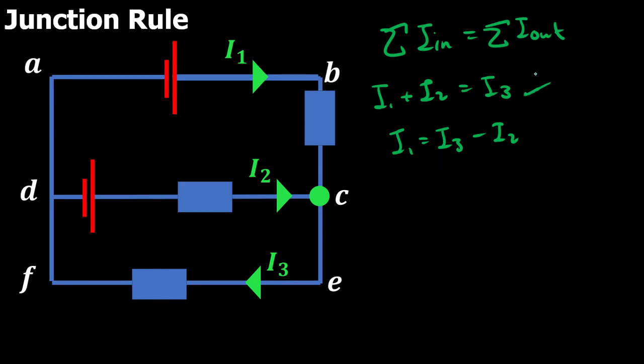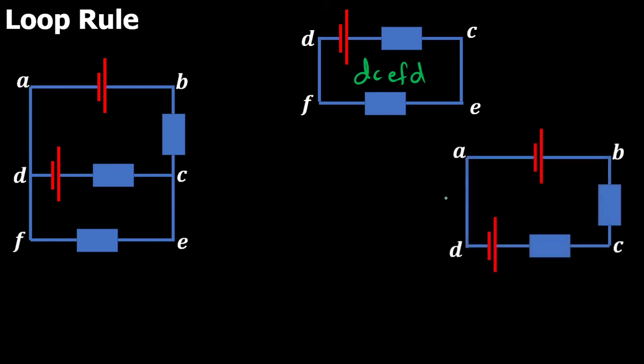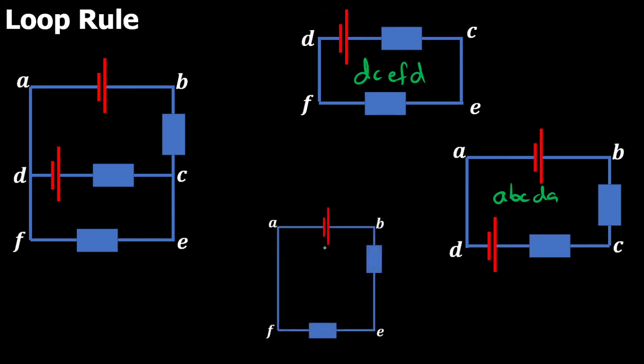All right, so let's look at the second one, which is loop. With this particular diagram you have three choices of loops. The first one, DCEFD, so DCEFD, right? And the next one, ABCDA, so ABCDA. Remember, a loop is when you end where you began, all right? And then the third one, we have ABEFA. Okay, so just a tip, right?